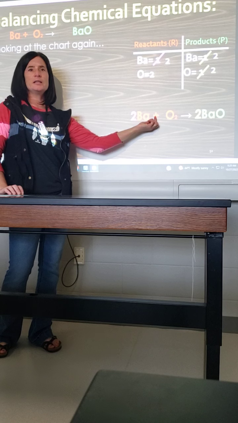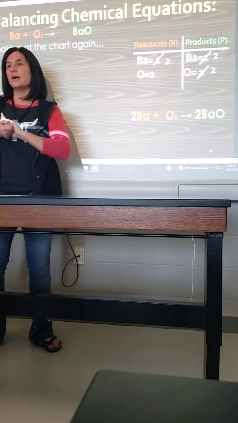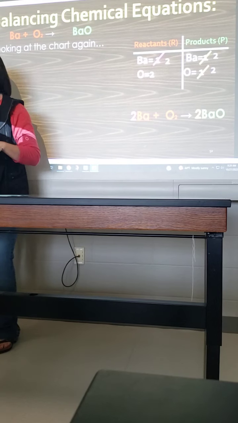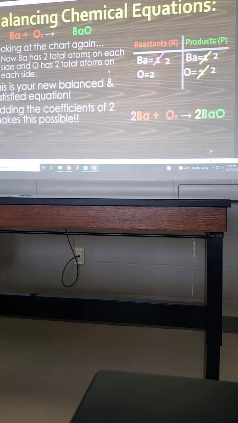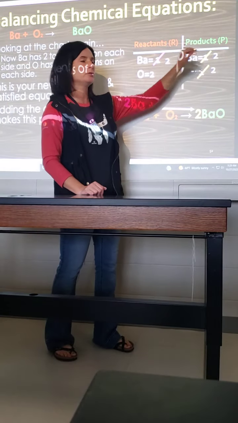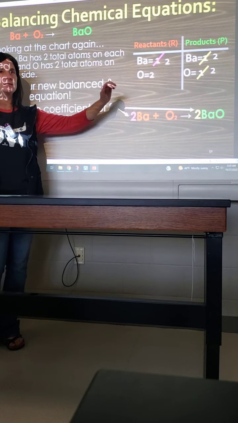Yeah, so this is by itself. It is not part of a chemical formula where it's bonded with another element. So that's why the 2 just stays with the barium. Really good question. Okay. So putting that coefficient in front of just the barium on the reactant side and then in front of the barium oxide on the product side makes this all balance, right? Because you have 2 and 2, 2 and 2. So it's good. This is the new balanced chemical equation.